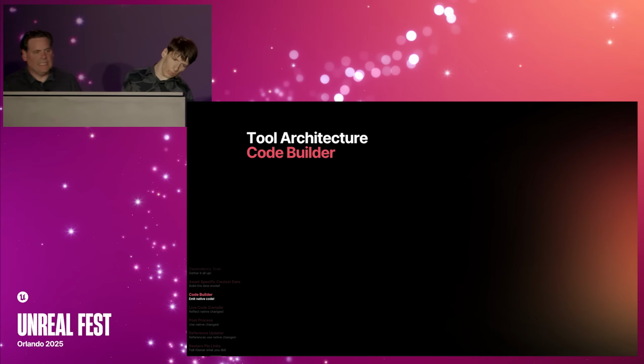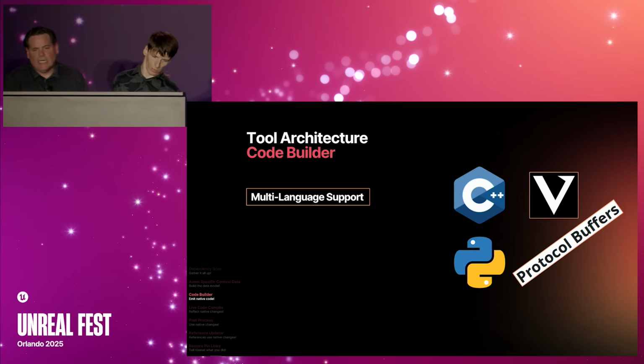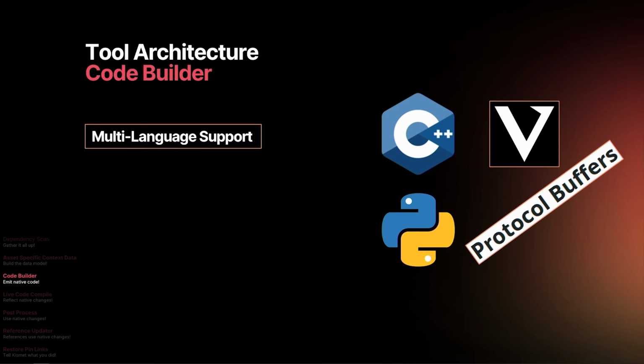So now we have everything we need to emit code. We keep the code building step discrete for a couple of specific reasons. First off, it's easier to support multiple languages. So chances are you're going to be emitting C++, but you could do Verse, no problem, or protobuf, and that's something that Eugene and I are specifically pretty excited about looking at next with our own tool.